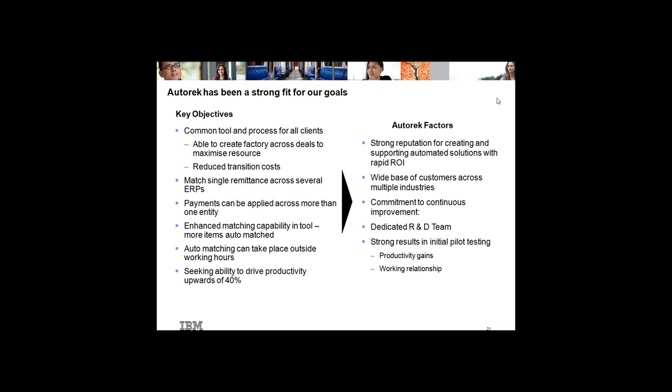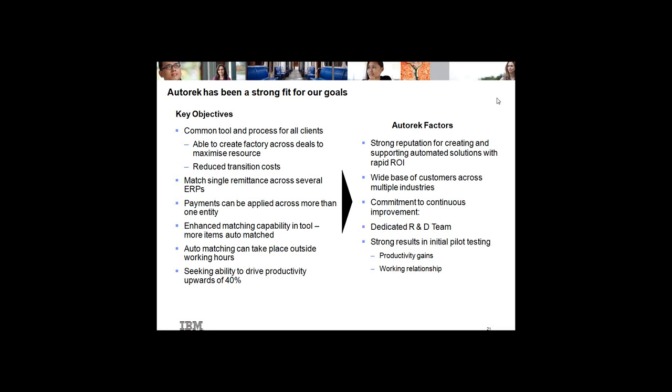So we landed with AutoRec. As we investigated the area, we found that they had a very good reputation and were more focused than others that we saw on the cash application activity specifically. The customer base is very good, and we saw, most importantly to us, a couple of things. One is a commitment to continue developing the capability, and also as we got into our pilot test, which came in at or above expectations, we really liked the working relationship.